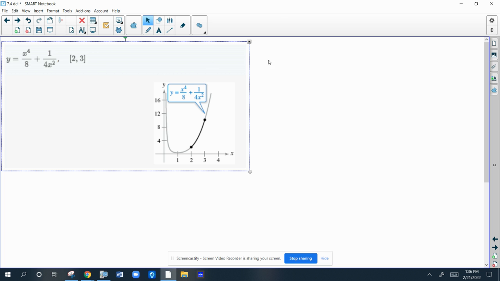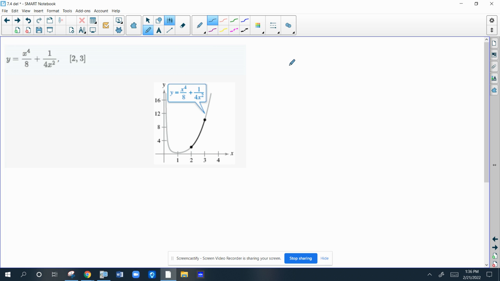So first of all, the arc length, we have to take the integral from, in this case, 2 to 3 of the square root of 1 plus f prime of x quantity squared. So let's first figure out what f prime of x quantity squared is.